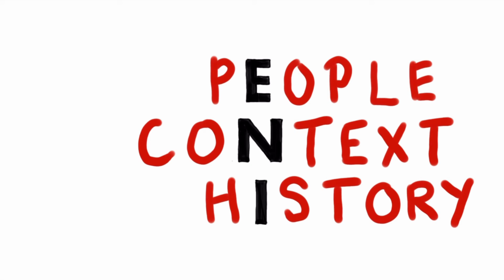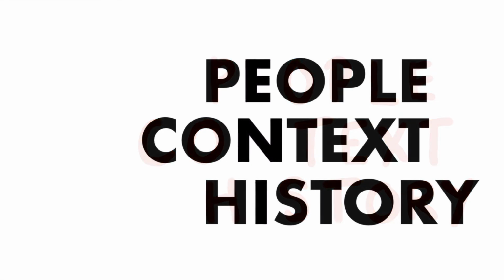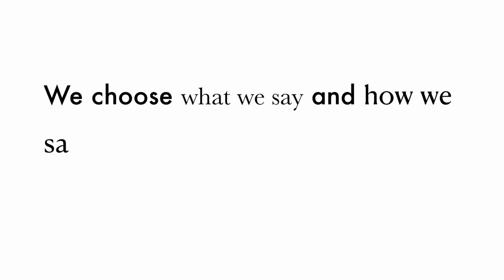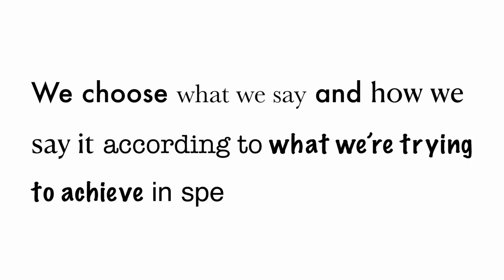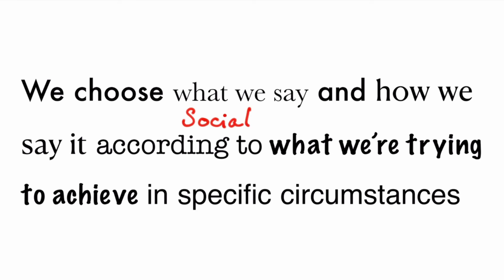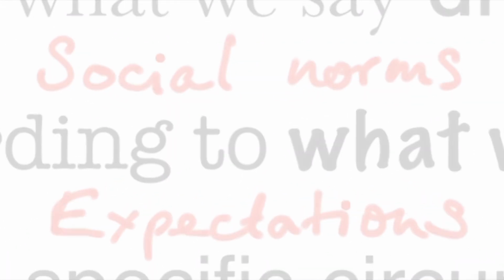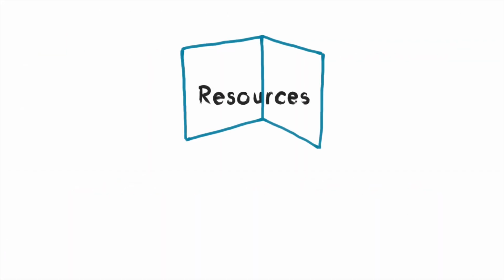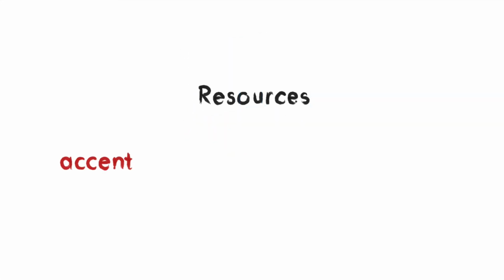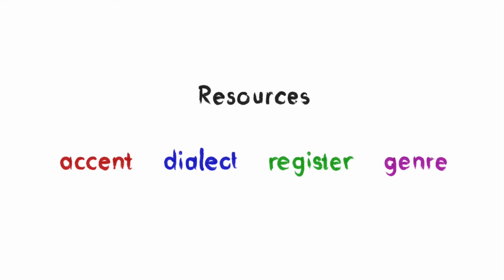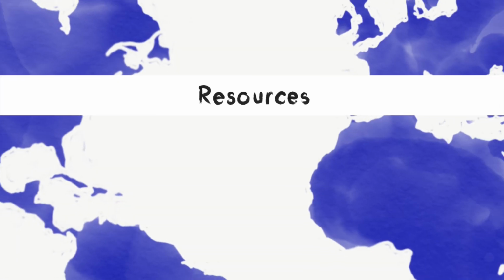Then there's the fact that we're always regulating our speech in response to our understanding of the context in which we're speaking. We choose what we say and how we say it according to what we're trying to achieve in specific circumstances, and in response to the norms and expectations imposed on us by those circumstances. But we do all this within the constraints that come with our own individual access to sociolinguistic resources, the language we speak, the accent and dialect we speak with, our knowledge of jargons, genres, and all the other things which make up real-world speech. And this access is unequally distributed throughout society.